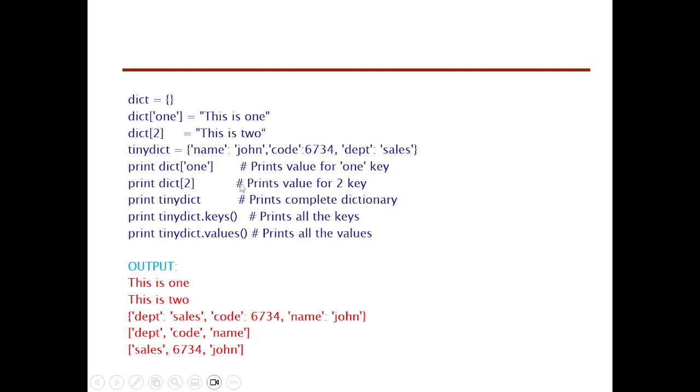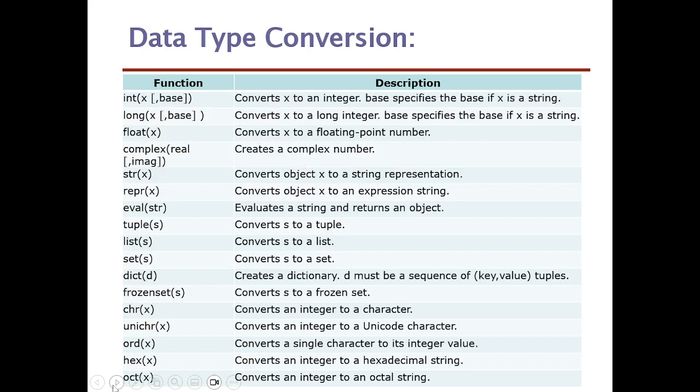For example, if we print dict 1, so print value for 1 key, this is 1. Then for 2 key, this is 2. Then print complete dictionary, tiny dict, this one. Okay, so these are the outputs for our dictionary. So maybe that's all for that.